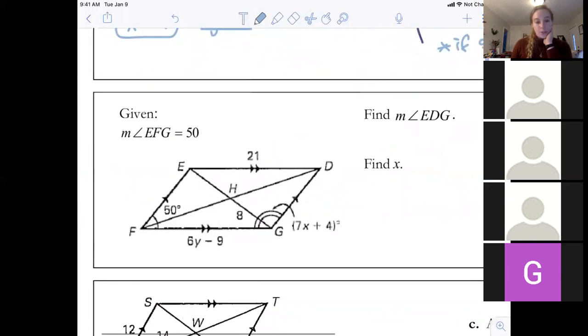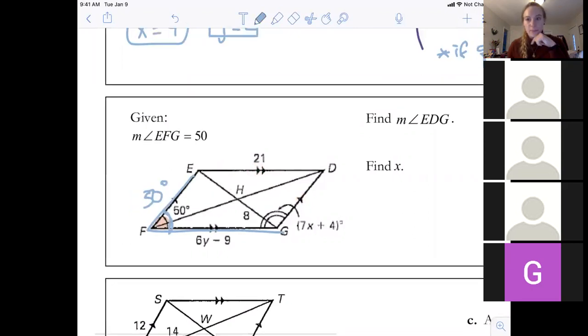All right, I'm given this shape. I see that I've got some parallel lines here. I've got parallel lines here. Because I've got two sets of parallel lines, I've got a parallelogram. And then it also tells me that this angle right here, EFG, is 50 degrees. That whole angle is 50 degrees. That's going to be important to know.